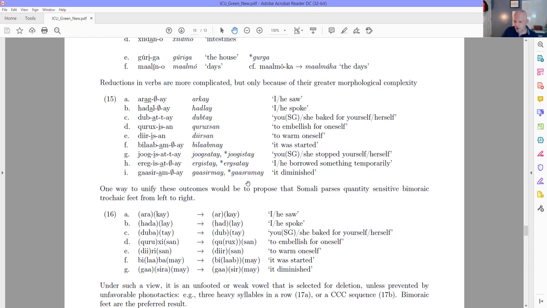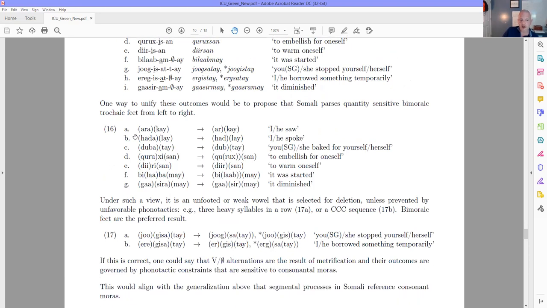I'm trying to go through this quickly, so I'll cut to the chase here. One way to unify these outcomes is to propose that Somali parses feet, and more specifically, quantity-sensitive bimoraic trochaic feet from left to right. And so I've illustrated what these might look like, parsing heavy syllables first and then parsing the rest left to right. And you can see here that in these instances, it is always either the second vowel of a foot or otherwise what would end up being an unfooted vowel that is subject to deletion.